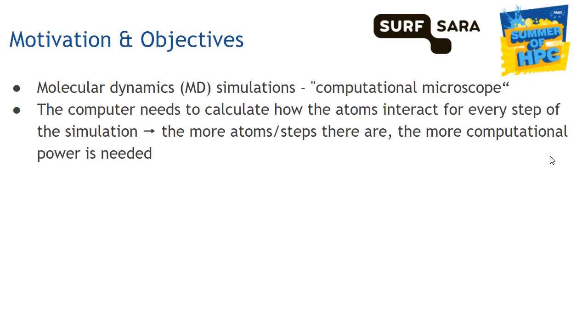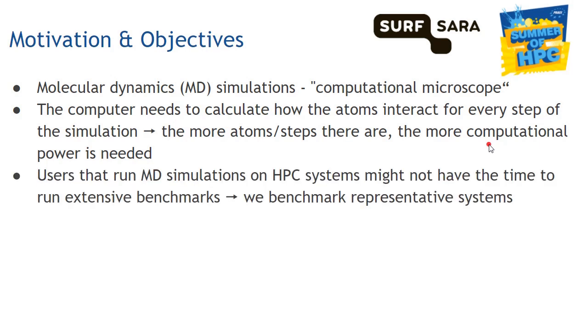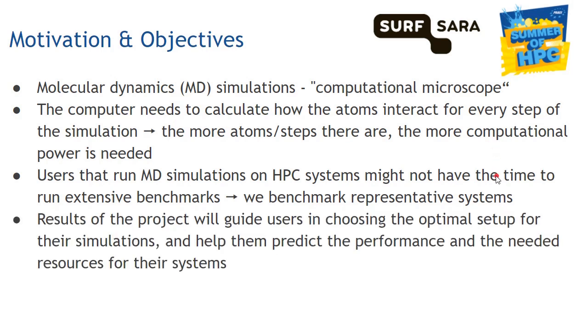When performing a simulation, the computer needs to calculate interactions between the atoms for every step of the simulation, and the more atoms there are, or the more simulation steps we want to perform, the more computational power is needed. Therefore, most of today's MD simulations are done on HPC systems. So by benchmarking representative systems, we can help the HPC users to choose the optimal setup for their simulations.